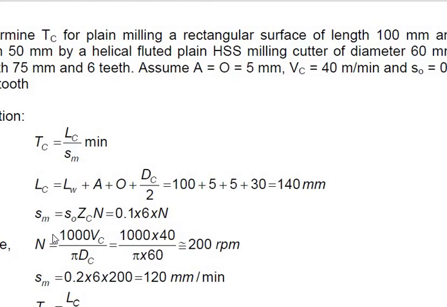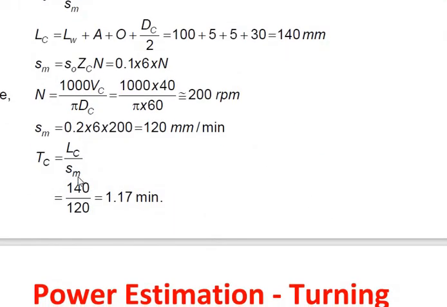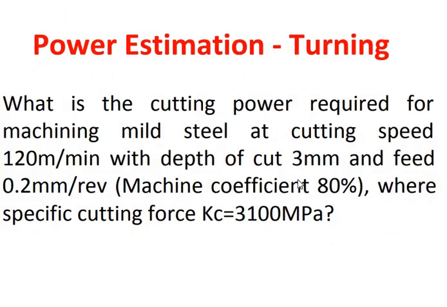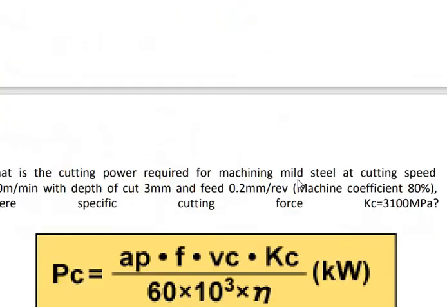Substituting the values in the formula, Sm is 0.1 into 6 into 200, that is equal to 120 mm per minute. Therefore Tc is equal to Lc by Sm, that is equal to 140 by 120, that is 1.17 minutes. You got it.